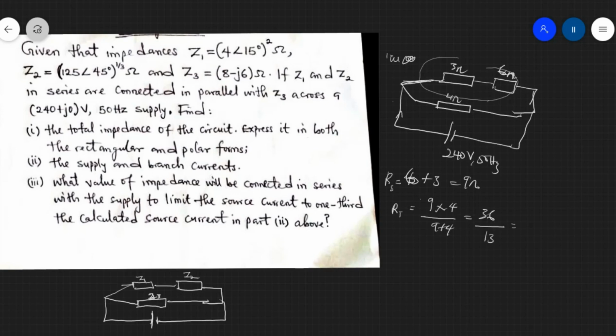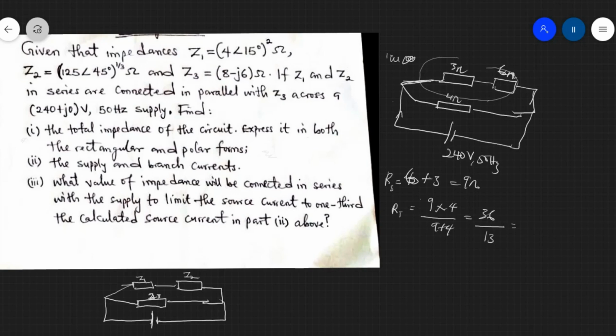Now, that is what I want to do in this first question. They want to determine the total impedance of the circuit expressed in both rectangular and polar form. So just do the impedance. To convert to rectangular and polar form, what you need to do is just to use your calculator when you get your answer. Alright, nothing special.